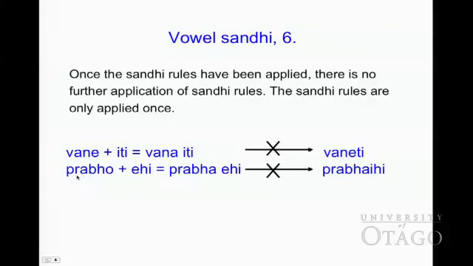And the next one is Prabho plus Ehi. Change O to A. That will be Prabha Ehi, and no need to change again to Prabhaihi. This is rule number 6.